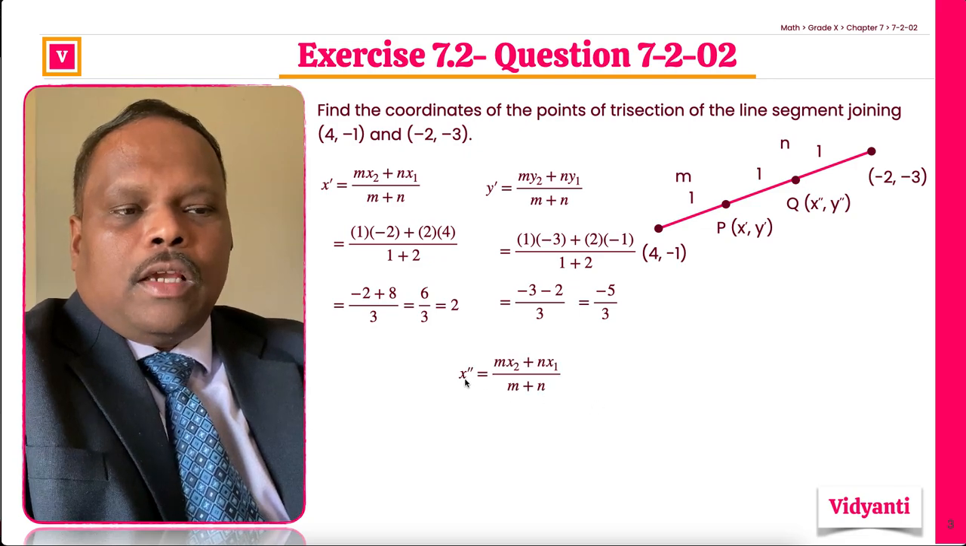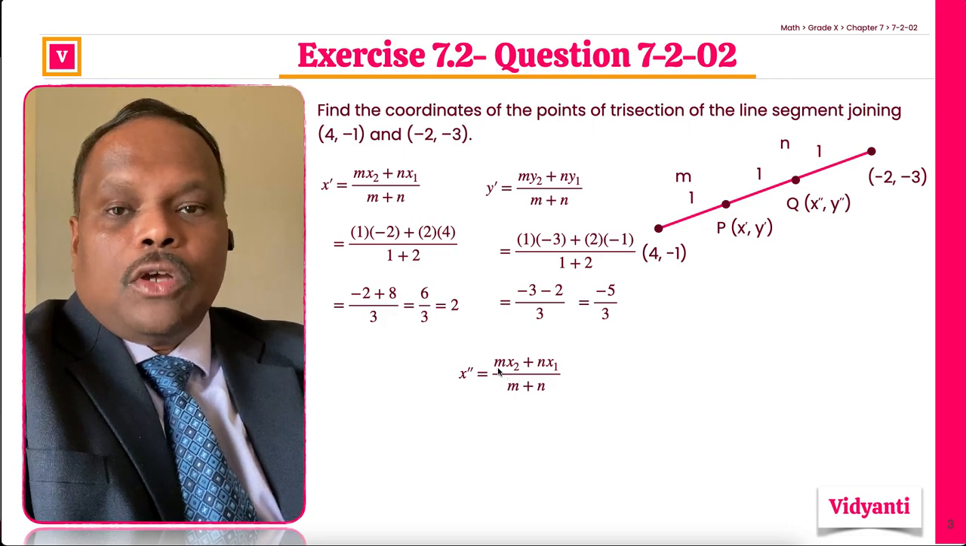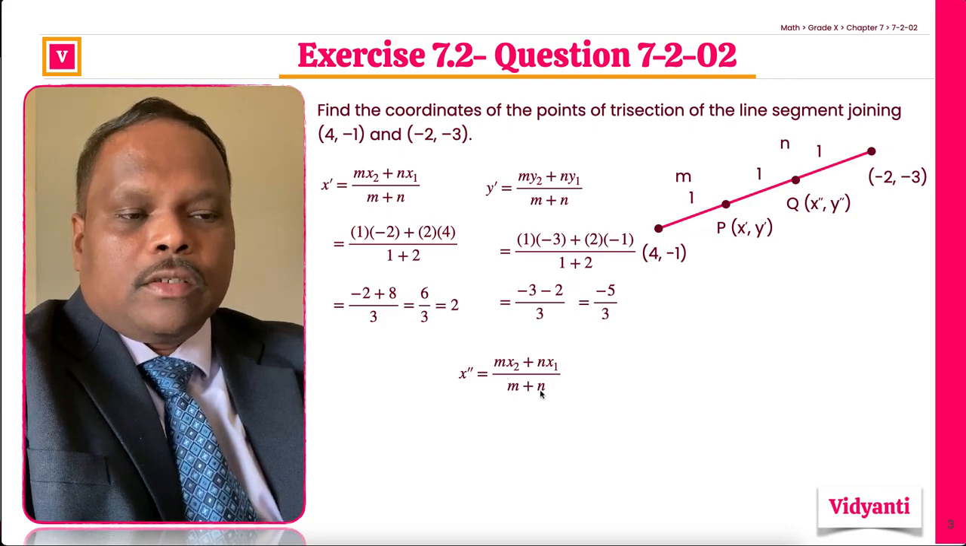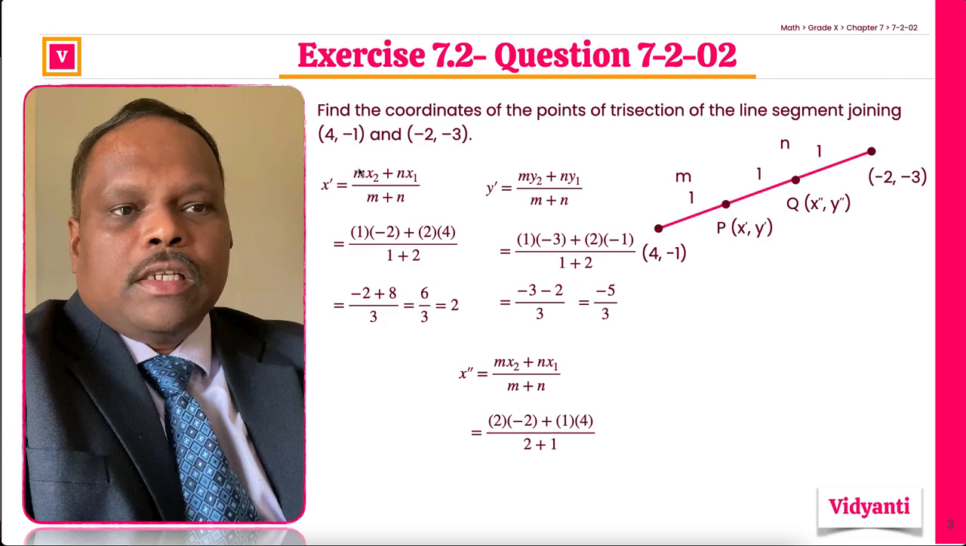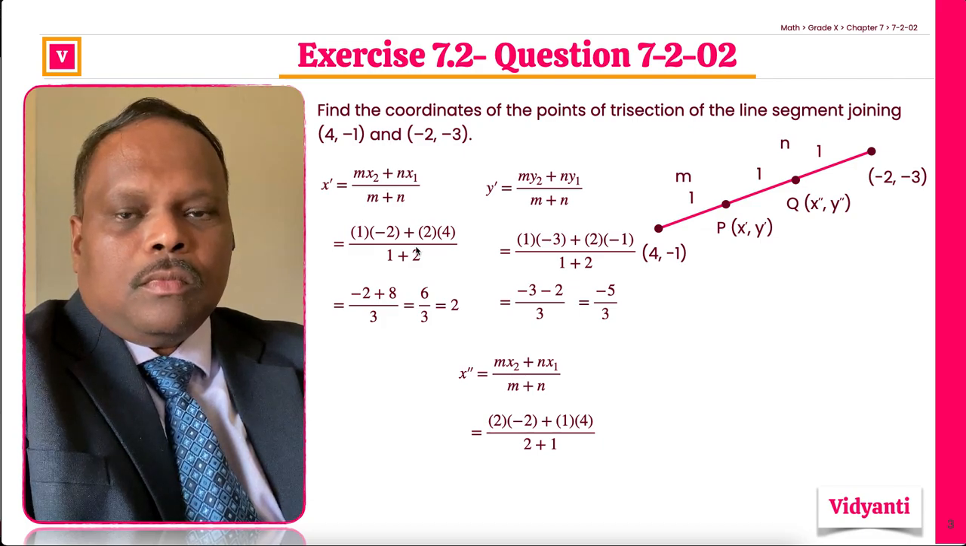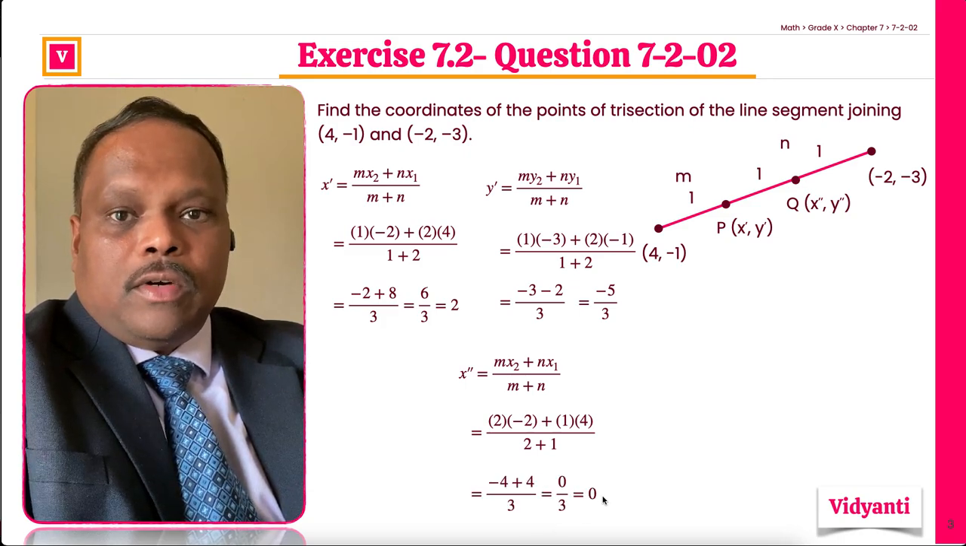Let's do that. x'' uses the same formula. I'm just copying this formula, but now the values of m and n will be switched, reversed. So 2 times, now m is 2, n is 1. Previously m was 1, n was 2. x2 still remains -2. In fact, you can copy this entire expression as it is, except exchange the values between m and n. So 1 goes here and 2 comes here. Upon simplification, this is (-4 + 4) divided by 3, which is 0 divided by 3, equal to 0.